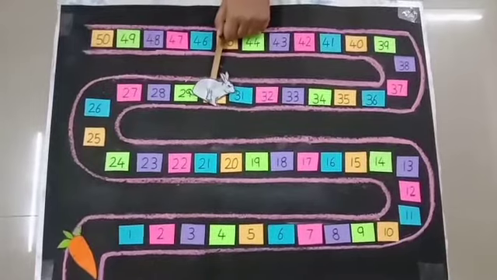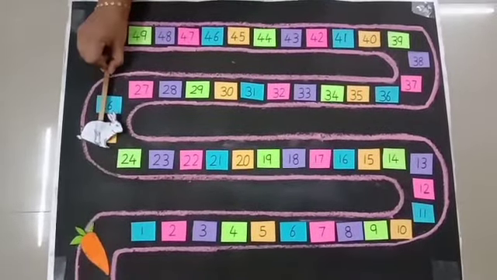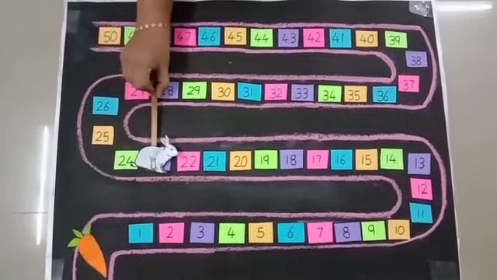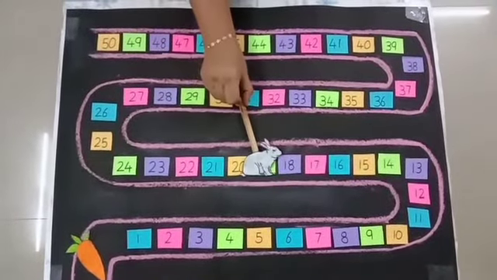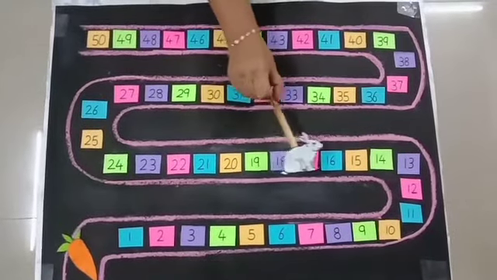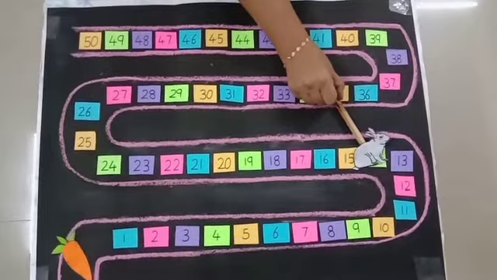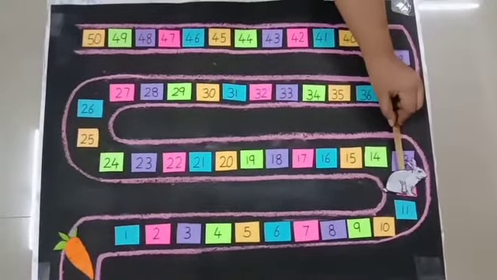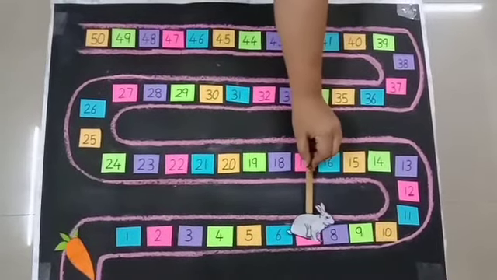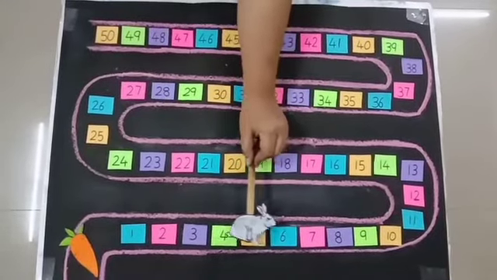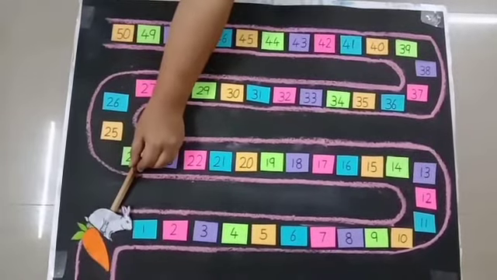30, 29, 28, 27, 26, 25, 24, 23, 22, 21, 20, 19, 18, 17, 16, 15, 14, 13, 12, 11, 10, 9, 8, 7, 6, 5, 4, 3, 2, 1 and the rabbit reached its favorite food.